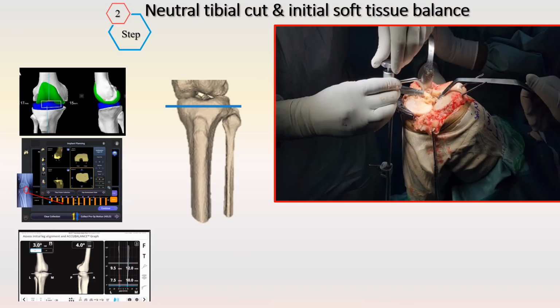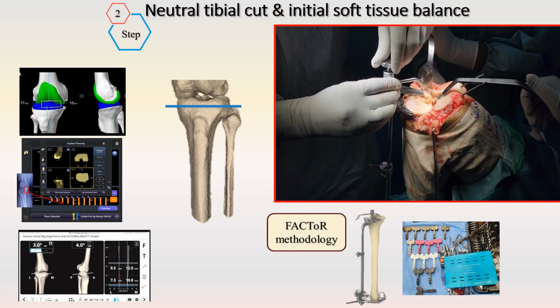So we move on to step number 2 now, which is to get a neutral tibial cut and have an assessment of the initial soft tissue balance. Again, robotics are able to do this in a very straightforward manner. All robotics have a system by which they display the medial space independently and the lateral space independently after you have placed the femur based on native parameters. We are able to do the same thing with the factor methodology as well. And in this video, we'll show you how we go about it.